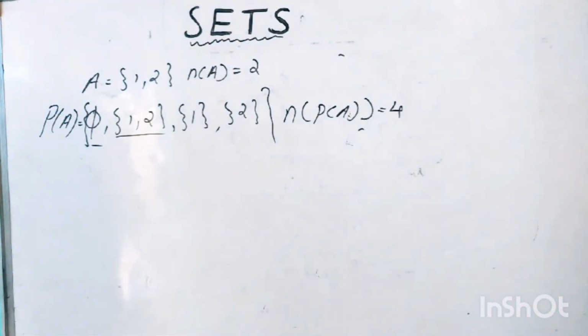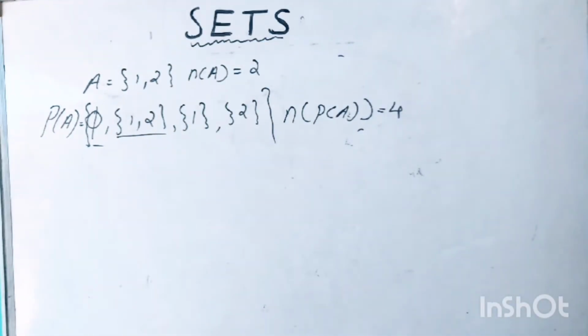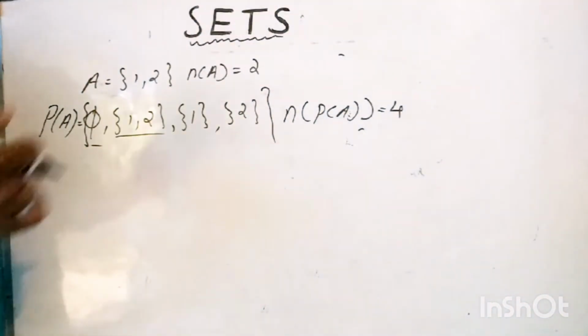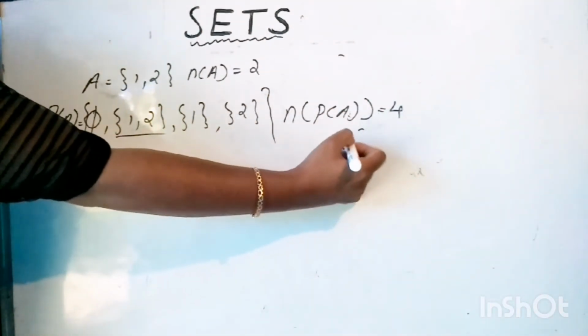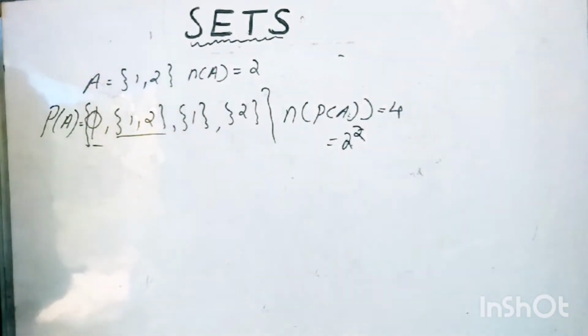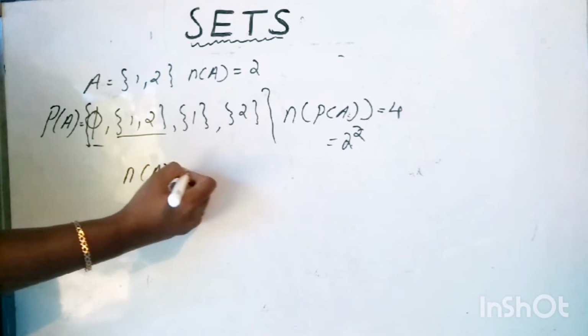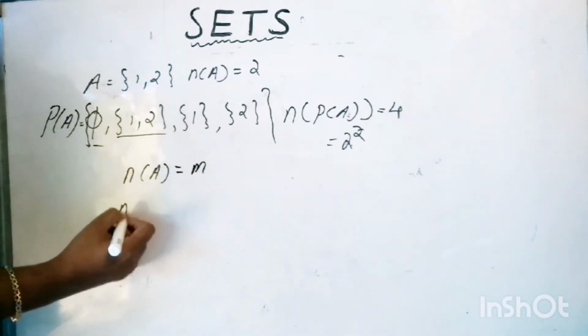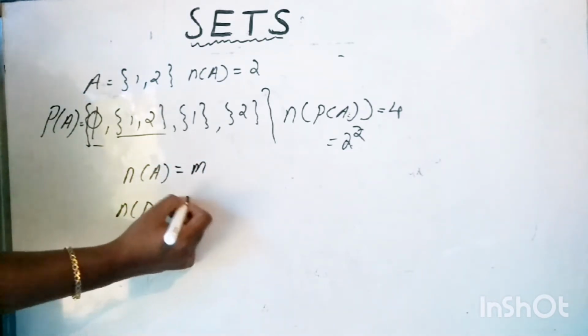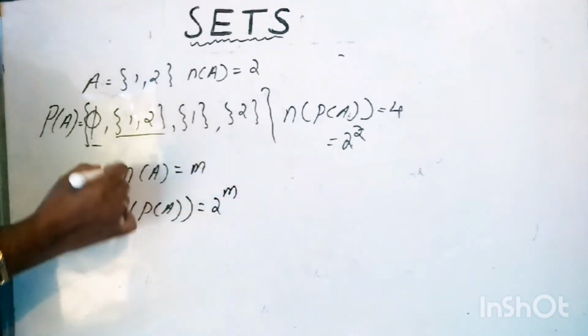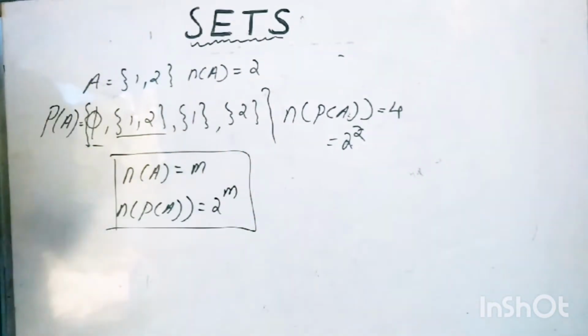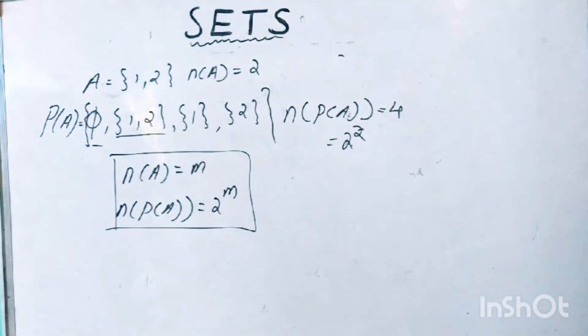Is there any relation between the number of elements in A and the number of elements in P of A? There is one relation. This 4 we can write as 2 raised to 2. So in general, if the number of elements in A is equal to m, then the number of elements in P of A is equal to 2 raised to m. Very important result.